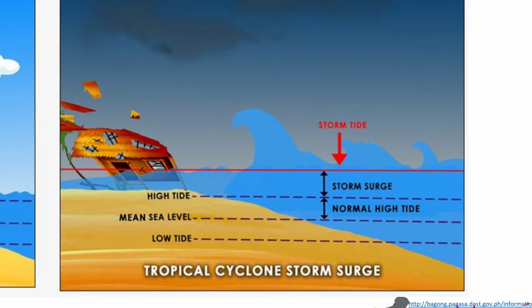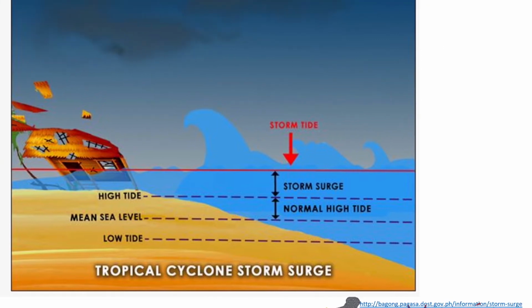In that instance, the high tide is no longer the highest point of the tide itself, but instead the highest point of the sea is what we call the storm tide. And that in itself is the storm surge that we are going to talk about today. This is due to the energy and the sheer volume of water present during a tropical cyclone.